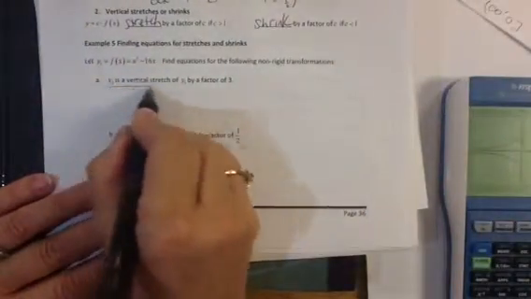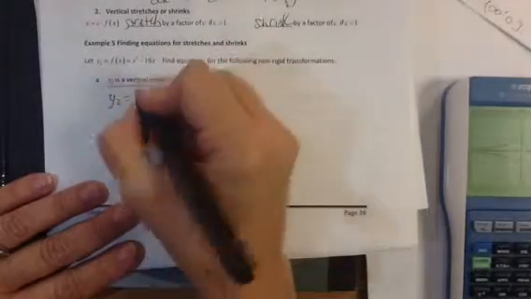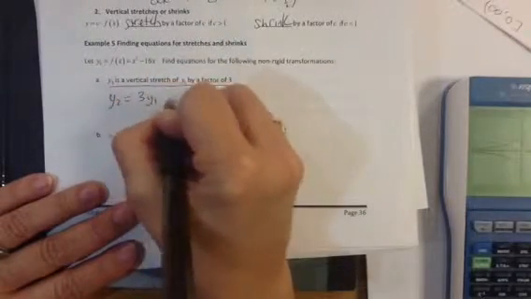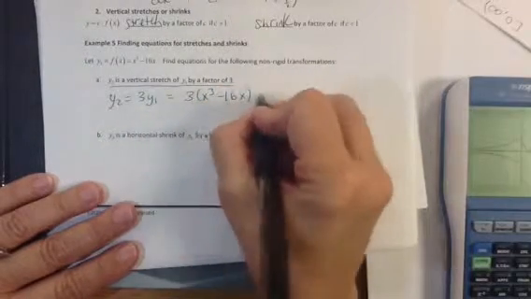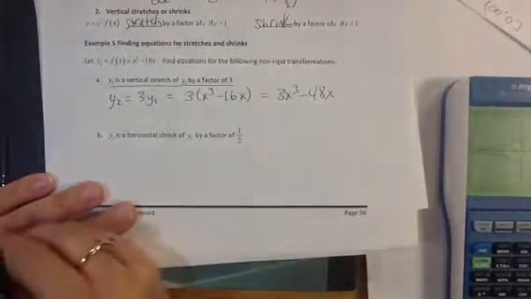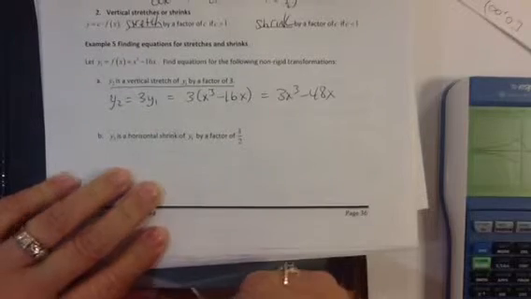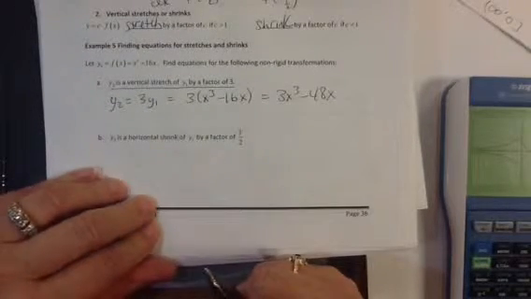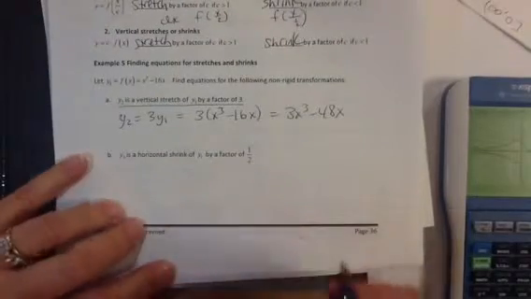And how is that going to work with this? Well, they tell us we want a vertical stretch by a factor of 3. So y2 is just going to be taking 3 times y1. 3 times x cubed minus 16x gives us 3x cubed minus 48x. Now you can also confirm this on the calculator. If you confirm it on the calculator, you will see that it vertically stretched it. You might have to change your window a little bit though.